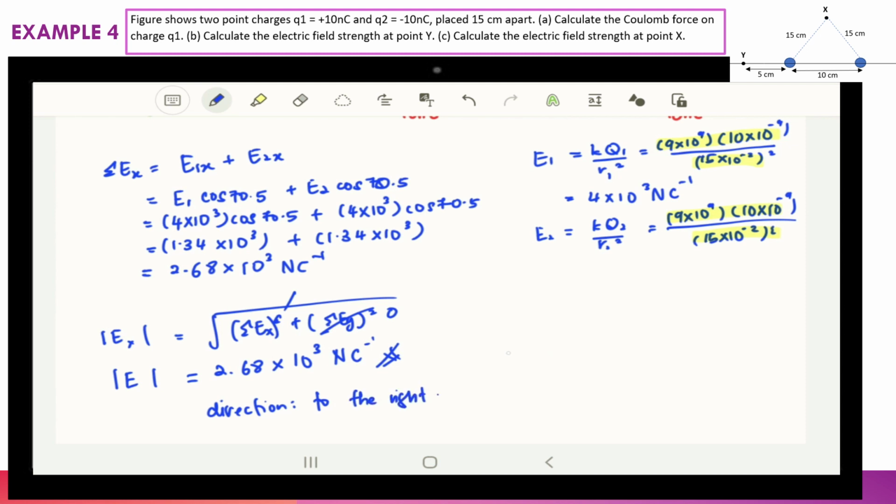The direction is to the right because for the total Ex we got a positive value.